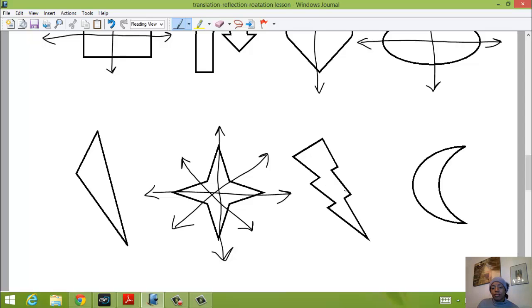For our little lightning bolt, nope, doesn't work. What about our little moon? Hopefully you see that, oh man, doesn't have it.